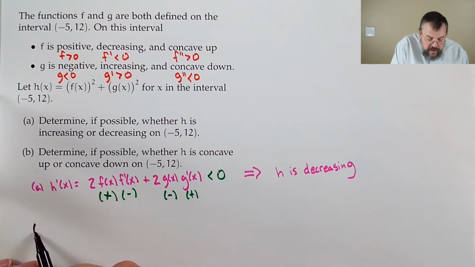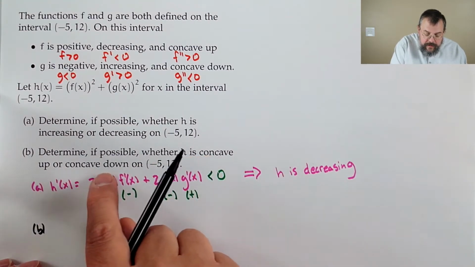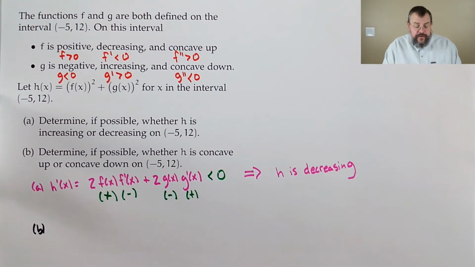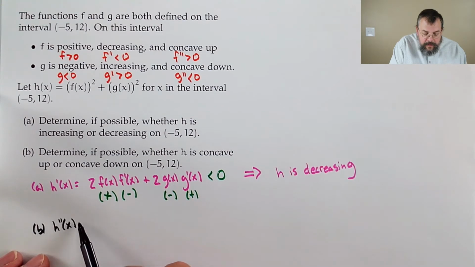Okay, so for part B, we need the second derivative, right? Because it's asking about concave up, concave down. That's the second derivative. So we need to take another derivative, h double prime of x. So what would we have?